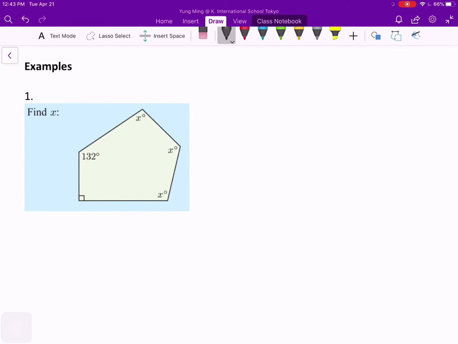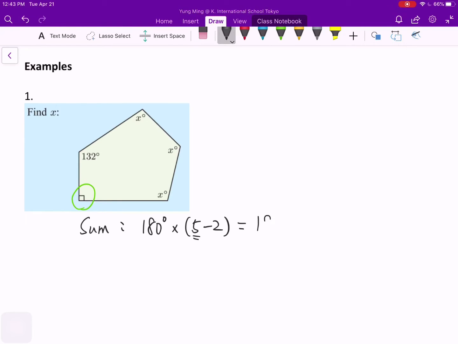So let's look at 3 examples today. Now the first one, we're going to find x. Now first of all, this is 90 degrees. We know that all of them should add up to 540 degrees because this is a pentagon. But we can also try our formula. The sum is going to be 180 degrees multiplied by 5 minus 2, right? Because I have a pentagon, so that's 5. But I need to subtract by 2.